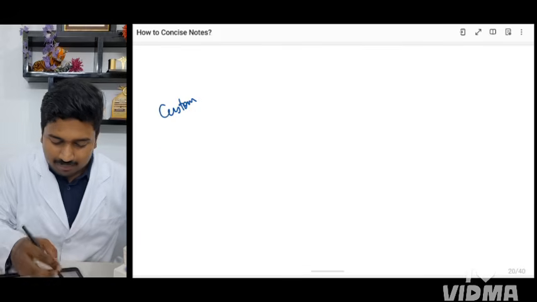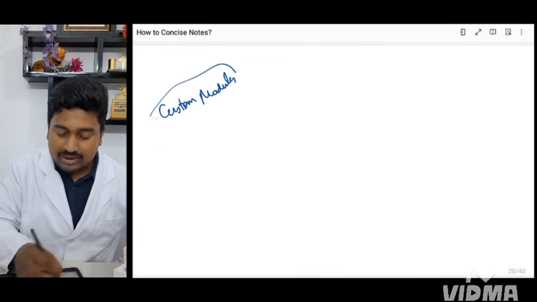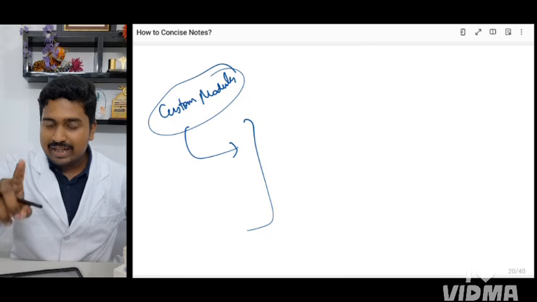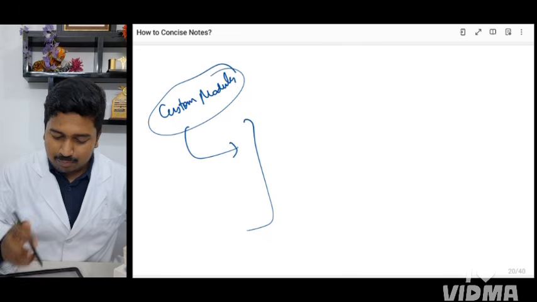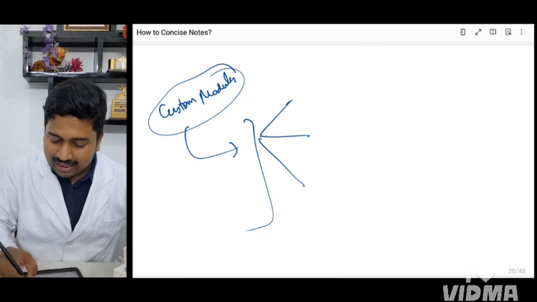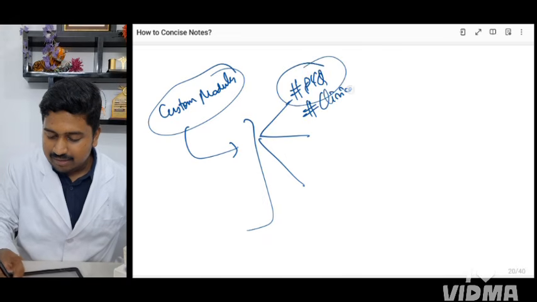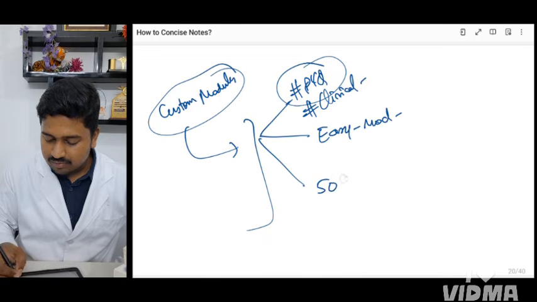On the 4th day, what will I do? I'll do custom modules. I'll select those specific topics which I had struck out. You remember, right? In black, I had struck out some topics. Those I'll put in custom modules. And then I will add the hashtag PYQ in them, and I'll add the hashtag clinical in them. And I will set easy to moderate difficulty, and I'll do around 50 questions from all these topics.